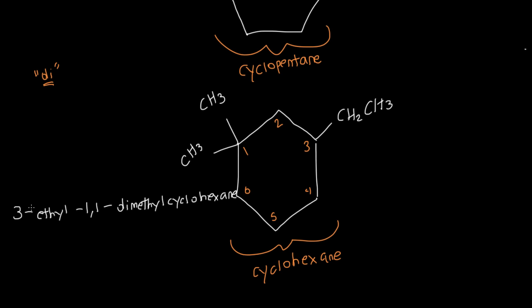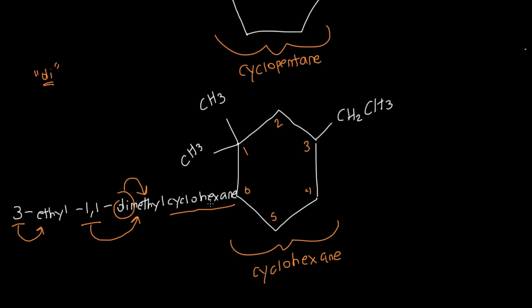Now we'll look at this one last time. We see the 3 tells us that's where the ethyl group is. The 2 1s tell us that's where the methyl groups are, and also the di tells us that there is 2 methyls. And if there was 3 methyls, you'd write tri, and you'd have 3 numbers out here. And the cyclohexane tells us what our parent compound is. It tells you what everything is attached to, and it makes it easy for the reader to visualize.